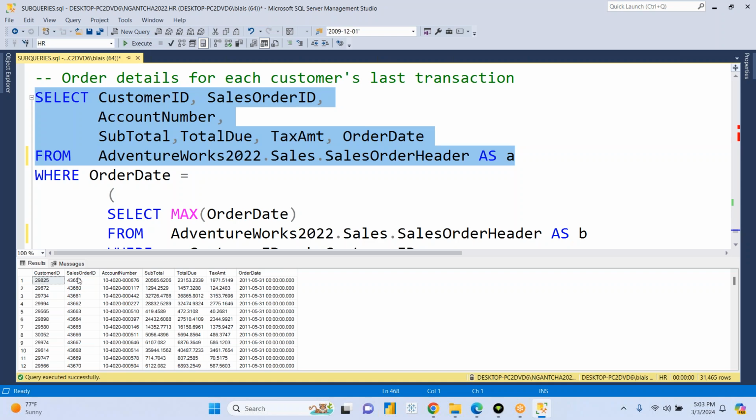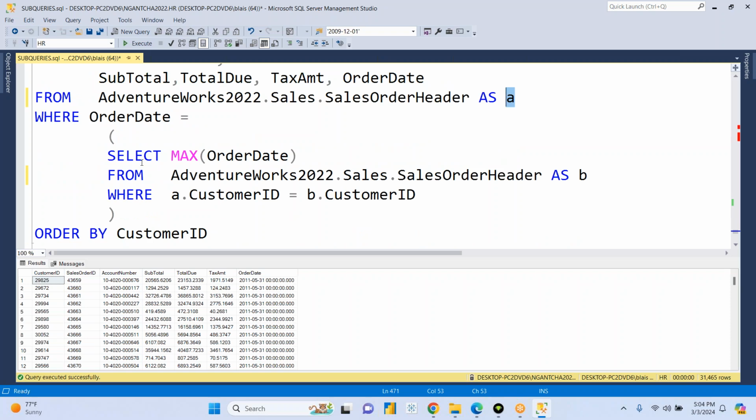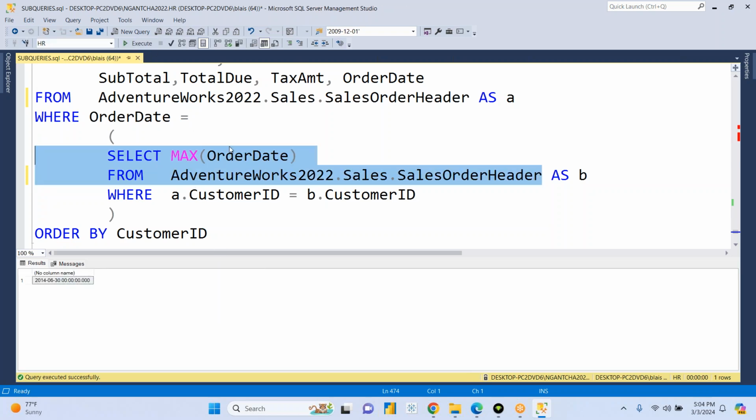It's giving you all the customer transactions. So I've referenced this as A, right? And then I go to the inner query and I reference this as B, right? So if I run just this part, I'm getting the max, the date the last order was placed. So max on a date gives you the date the last order was placed. If I switch this to min, it gives me the date the first order was placed.